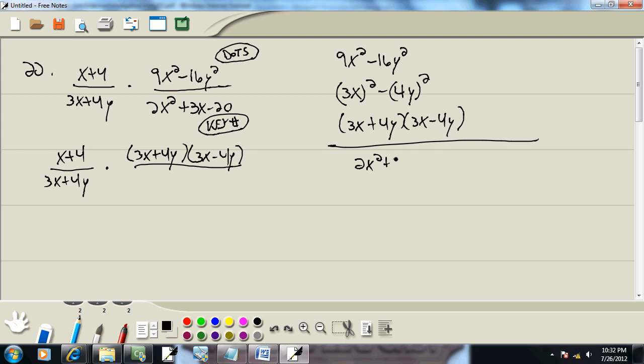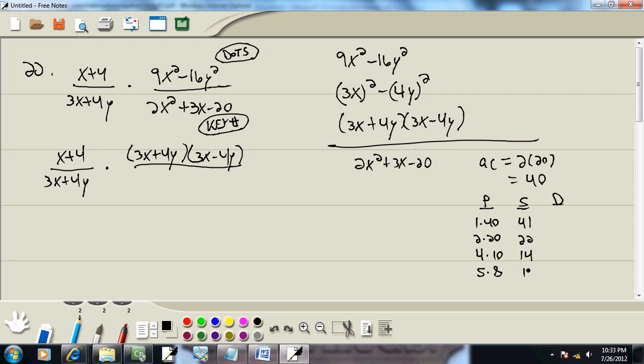Okay, 2x squared plus 3x minus 20. With a key number, we take the number at the beginning times the number at the end, ignoring signs. So 2 times 20 gives us 40. And we're going to create 3 columns. Our P column, where we're going to list all products that give us 40: 1 times 40, 2 times 20, 4 times 10, 5 times 8. In the sum column, we add them: 1 plus 40 is 41, 2 plus 20 is 22, 4 plus 10 is 14, 5 plus 8 is 13. In the difference column, we subtract them: 40 minus 1 is 39, 20 minus 2 is 18, 10 minus 4 is 6, 8 minus 5 is 3.